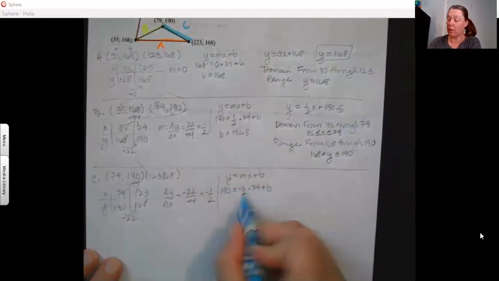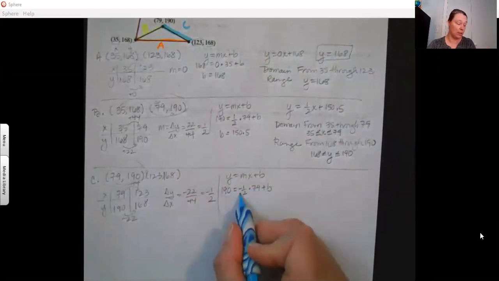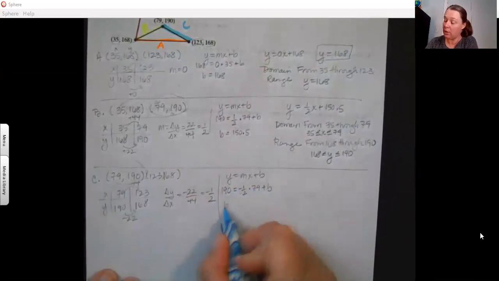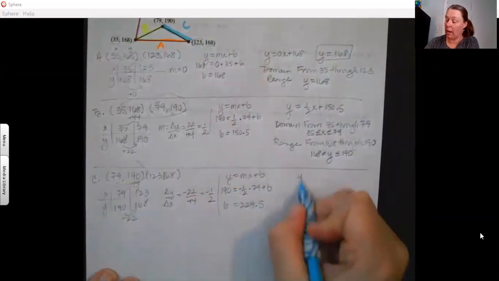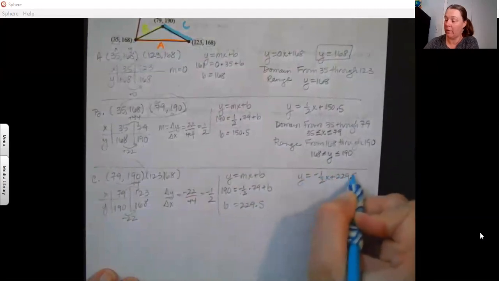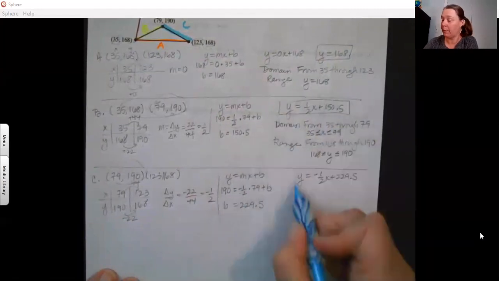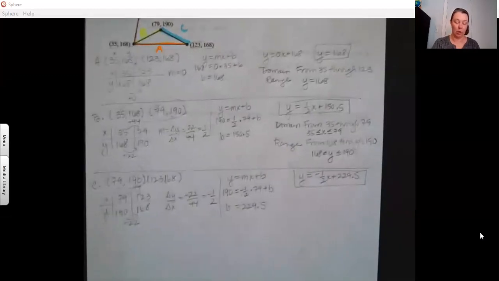Okay, again, I'm going to multiply these together. Now, in this case, I would add because this is going to be negative, and I get that b is 229.5. So my equation is y equals negative 1/2 x plus 229.5. Okay, so that is my equation. And then we want to think about our domain and our range again.